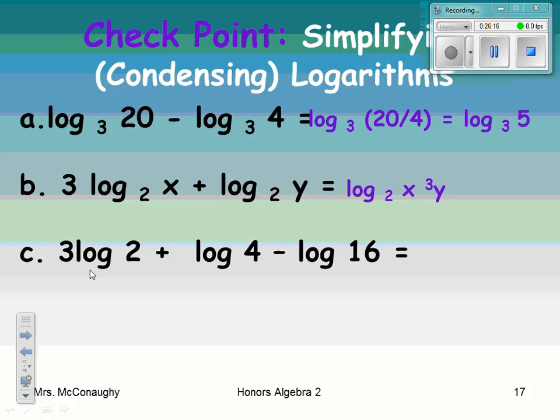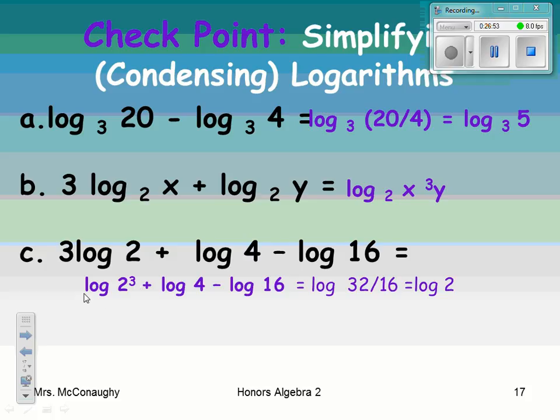All right, letter C. Letter C, I'm going to have to do a few things. First, I got to get rid of this 3. So I'm going to take this 3 and I'm going to make it an exponent. So now that's going to be log of 2 to the third plus log of 4 minus log of 16. Now, this is kind of like order of operations. 2 to the third, 2 times 2 times 2, that's 8.